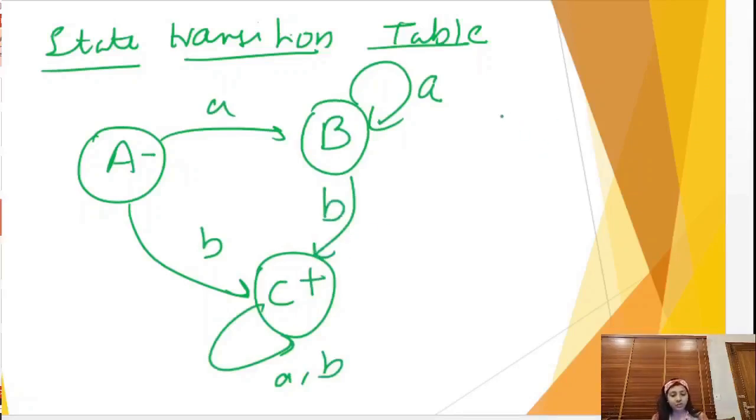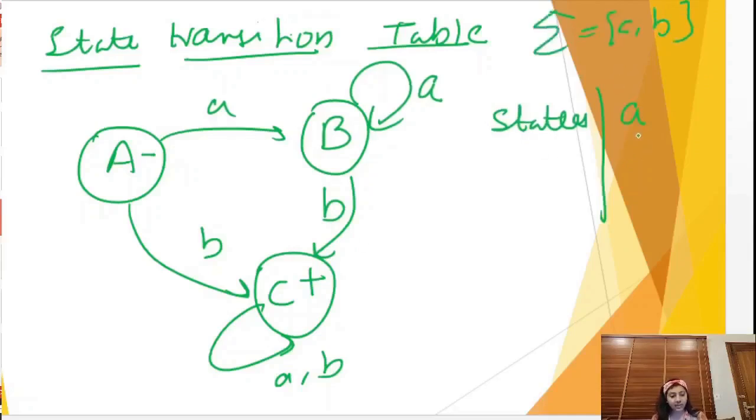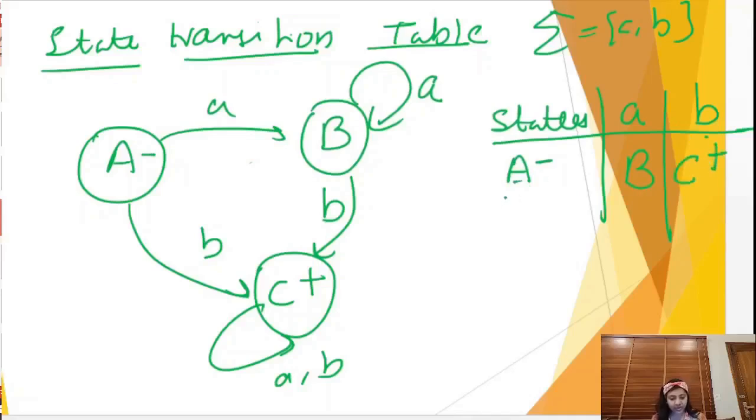The first column of the state transition table will be of states. The second column will be of the input alphabets. So I have two symbols in my alphabet, which are A and B. So one column will be for A, the other will be for B. Here we will mention these states. First, starting from the initial state, which is A. If you are on state A, you receive A, you go to which state? You go to B. If you are on state A, you receive symbol B, you go to C, which is my final state.